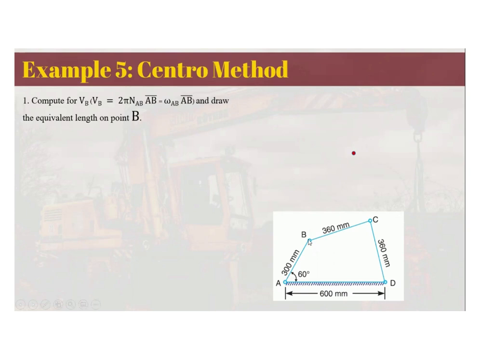Since this is example number 1, and we are solving it using this different method, we're able to solve for the velocity of B. The velocity of B, again, is just equal to your angular velocity times the radius. Substitute the values here. So we have 2 pi, our n is 100, our AB is 0.3. Just solve it, then you can find the velocity of B.